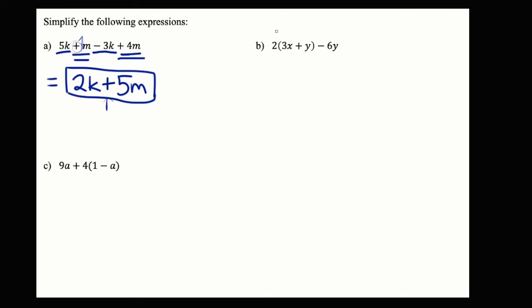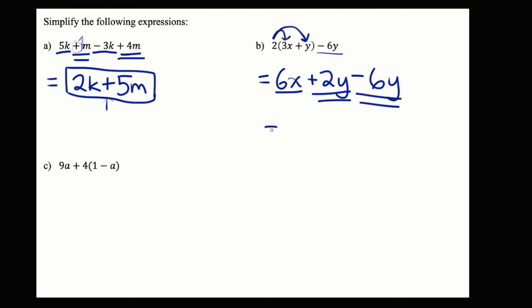Moving on to B, I have some distribution I need to do here first. So I am going to distribute this 2, and I'm going to get 6x plus 2y. And I can't forget about this guy over here, minus 6y. Now I can underline my like terms. I have x, I have some y's, plus 2y minus 6y. So my 6x has to stay the same, and I have positive 2y minus 6y, which is going to get me negative 4y. So my final answer is 6x minus 4y.